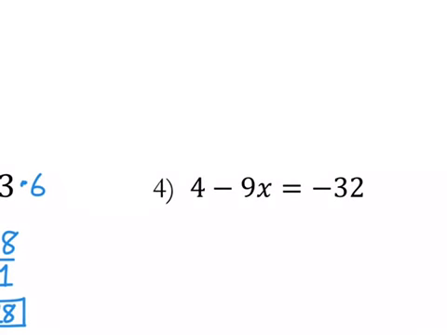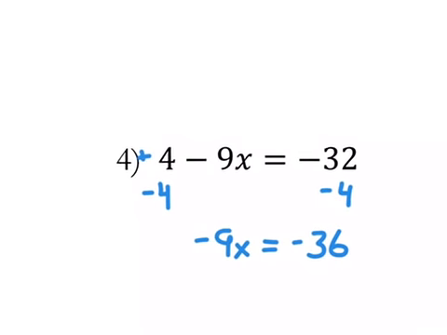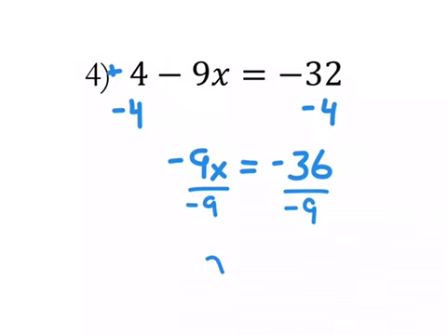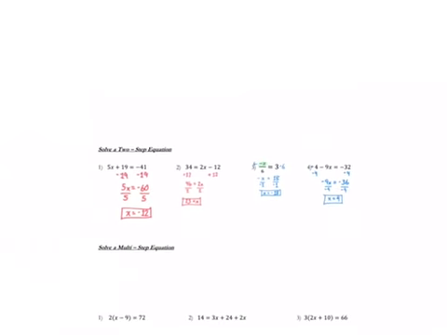And then here, remember that this is a positive 4. So I'm going to subtract 4 from both sides. So I get negative 9x is equal to negative 36. It might be helpful to actually put that positive 4 there. That positive 4 is implied, but it doesn't look like an actual operation. So that positive sign might be helpful. I'm going to divide both sides by negative 9. So I get x is equal to 4. A negative divided by a negative is a positive.